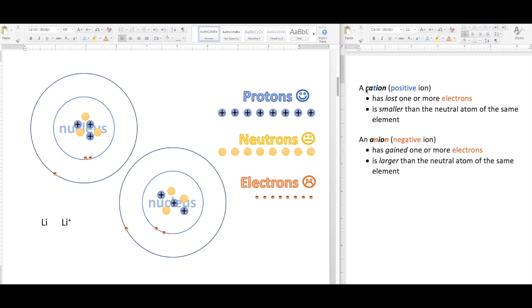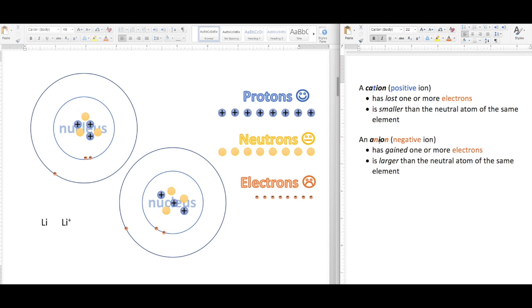So here's how to remember that. Cation has the letter T in it, and a T looks like a plus sign, which is a symbol for positive. So a positive ion is called a cation. It gets this way by starting out as a neutral atom and then losing one or more electrons.